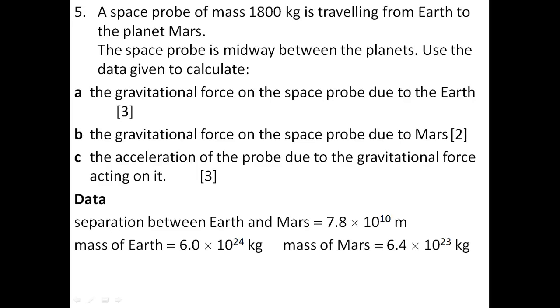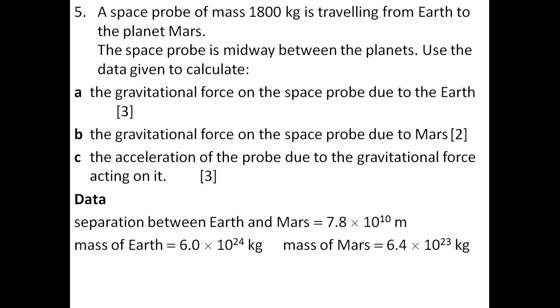Okay, question number 5. A space probe of mass 1,500 kg is traveling from Earth to planet Mars. We have a Mars project now, okay? Still remember the Curiosity, which launched in 2012. Curiosity is now on Mars, so we are doing the same thing here. We try to calculate how much force we need to send this big explorer to Mars.